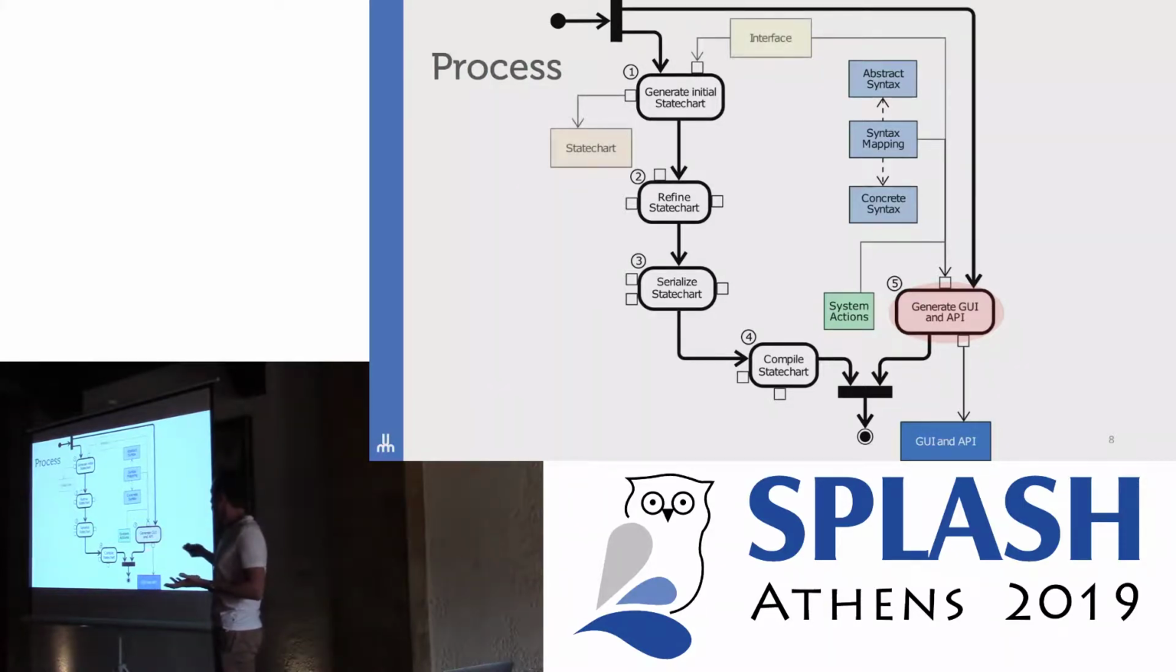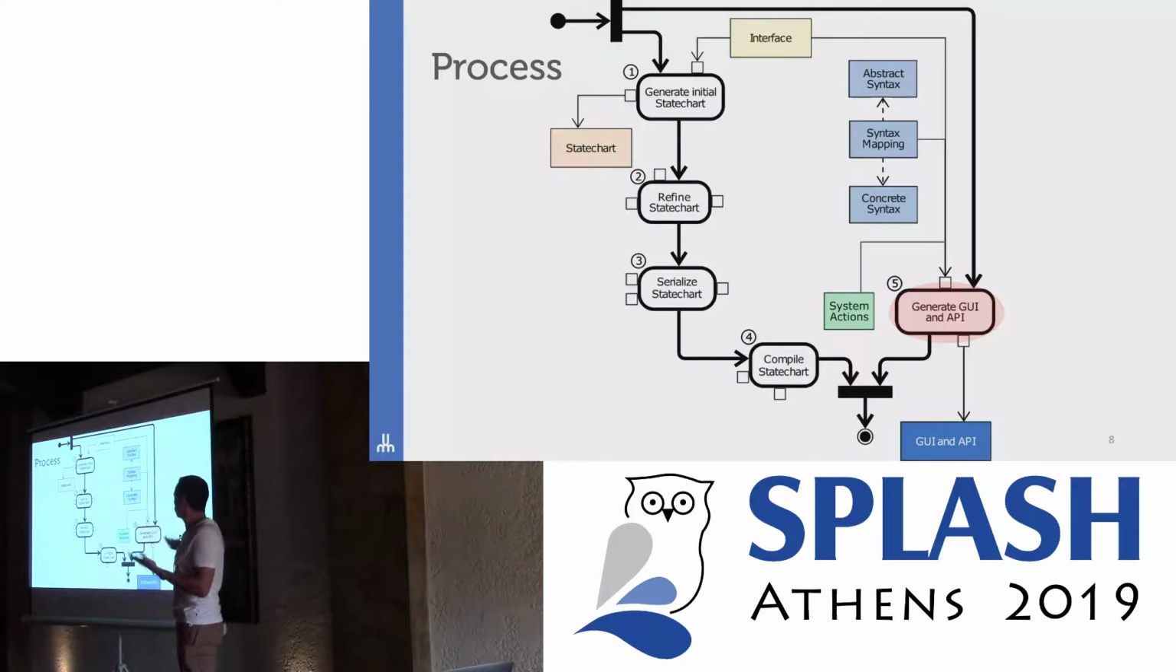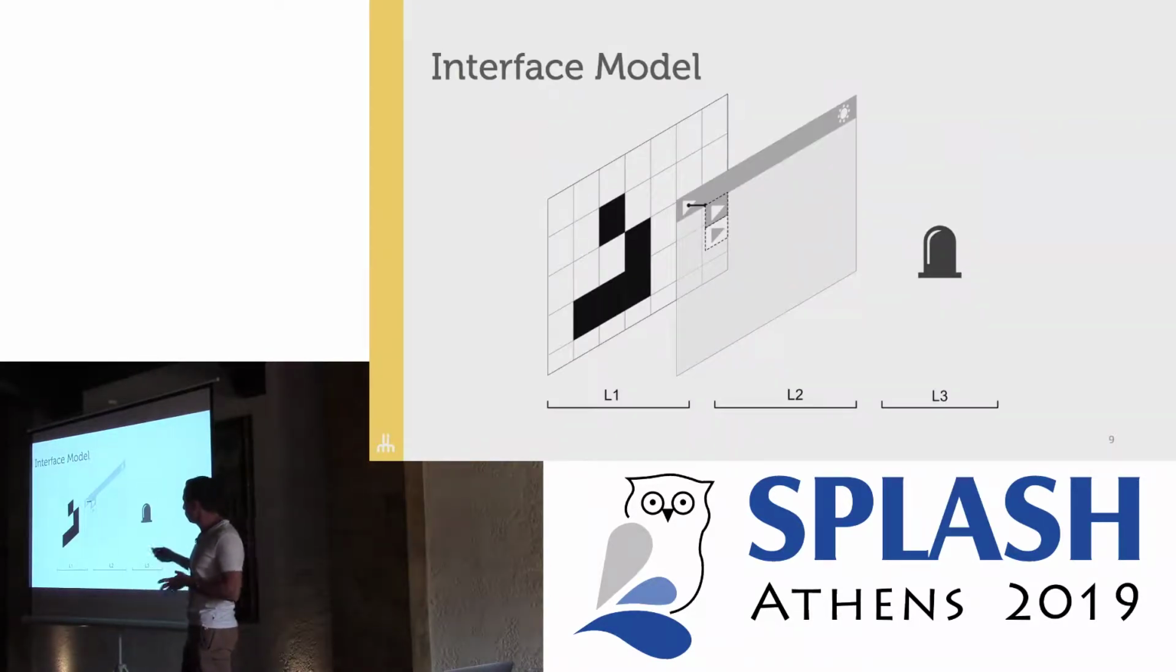To be able to customize it, we need some kind of interface model that is able to specify how all this is going to look, and not always impose the same user interface. The interface model looks like this. Here, I'm not showing you the meta-models. They're in the papers.